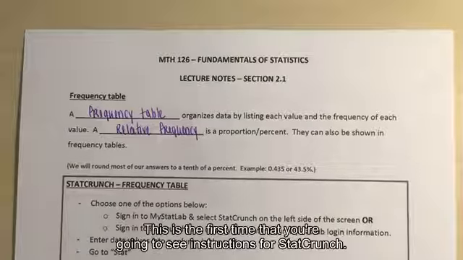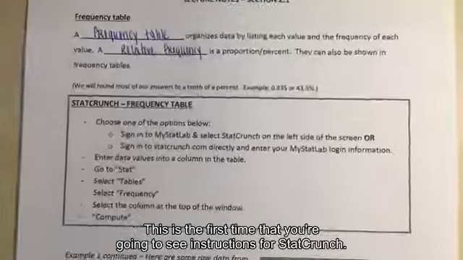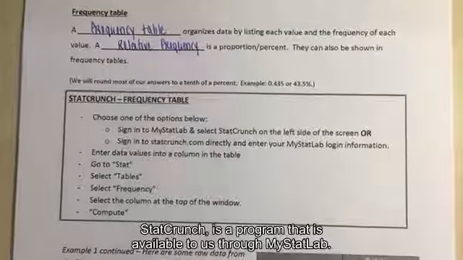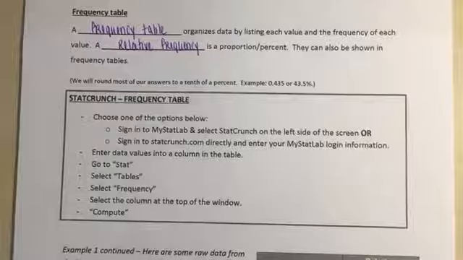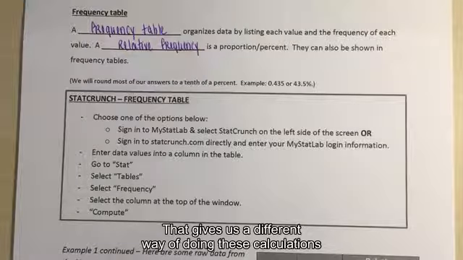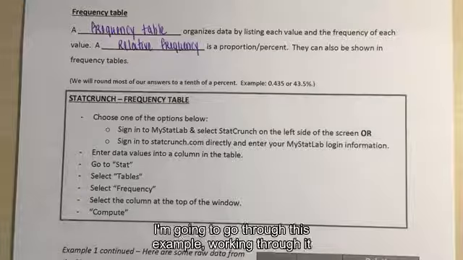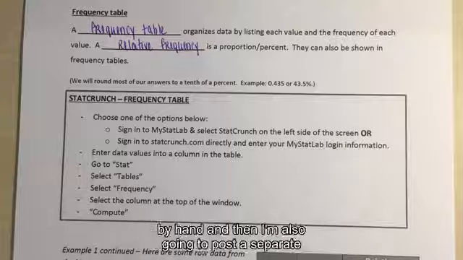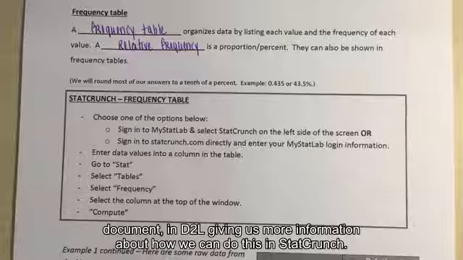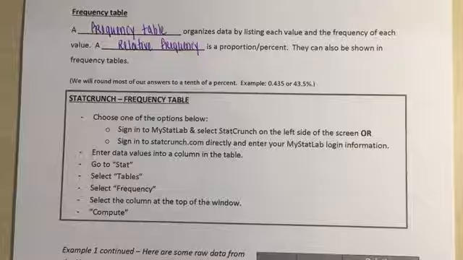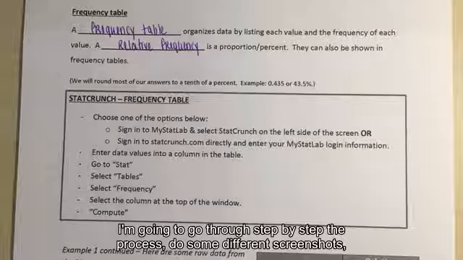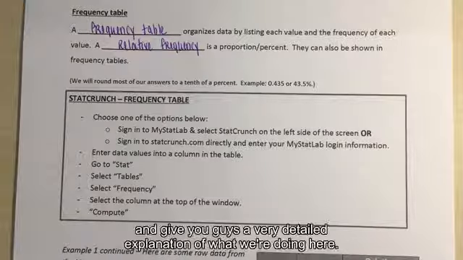So this is the first time that you're going to see instructions for StatCrunch. StatCrunch is a program that is available to us through MyStatLab that gives us a different way of doing these calculations or frequency tables by hand. I'm going to work through this example by hand, and then I'm also going to post a separate document in D2L giving more information about how we can do this in StatCrunch. I'll go through the process step by step, with screenshots, and give you a very detailed explanation of what we're doing.